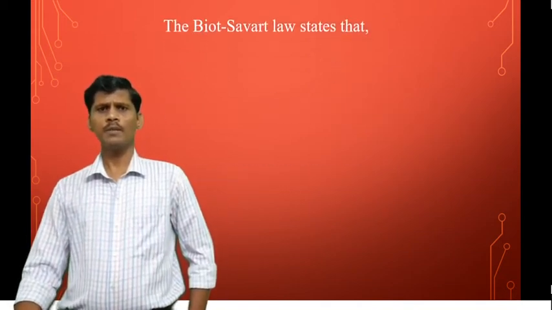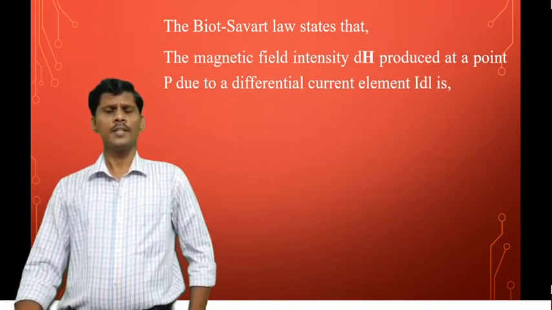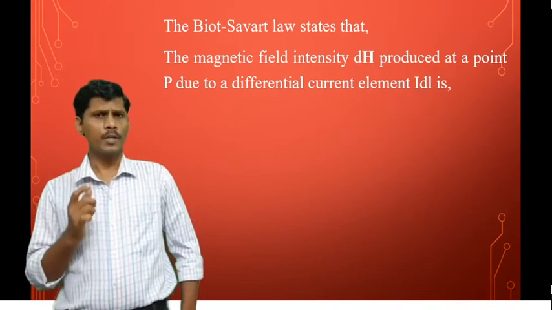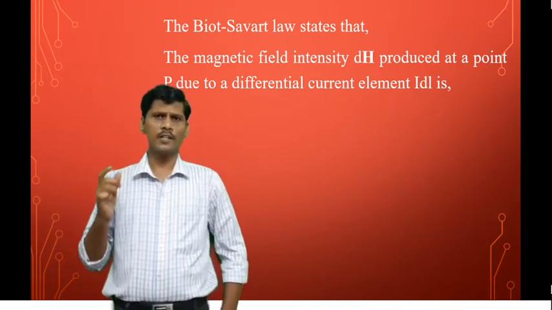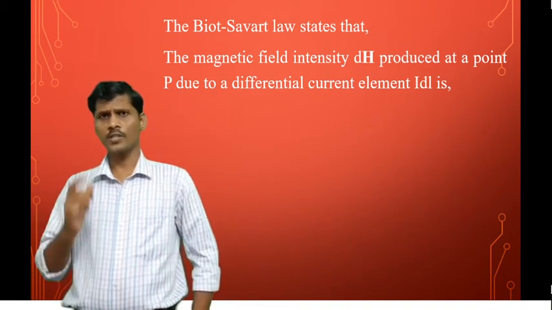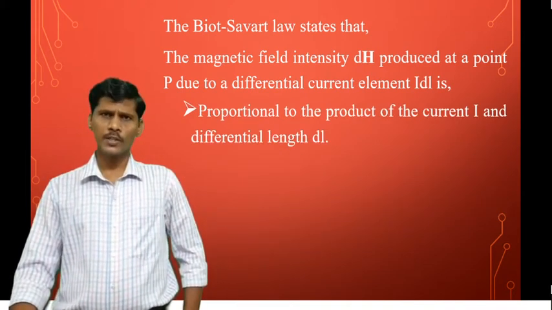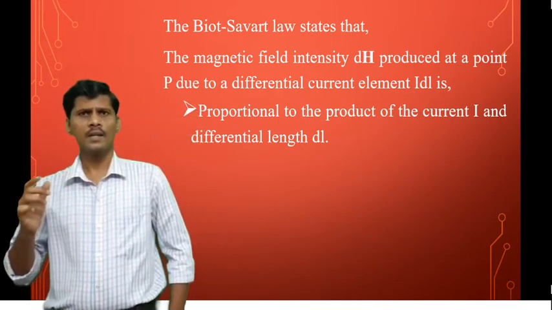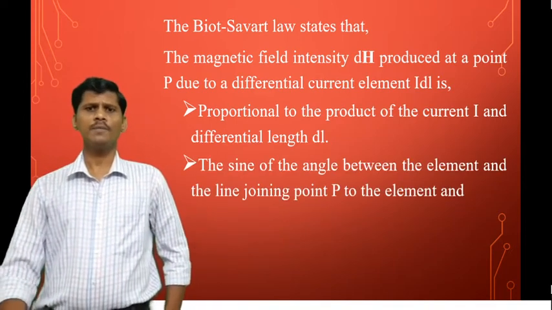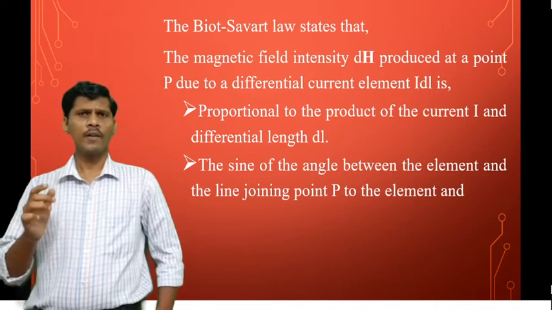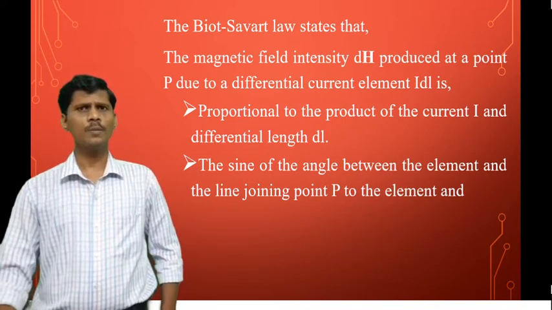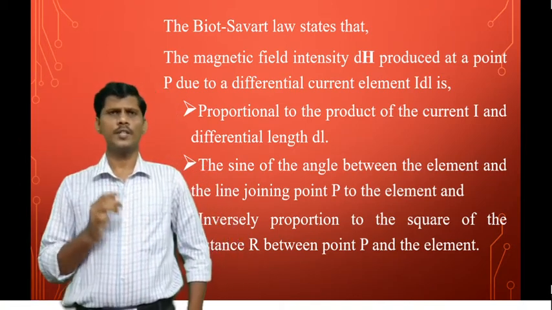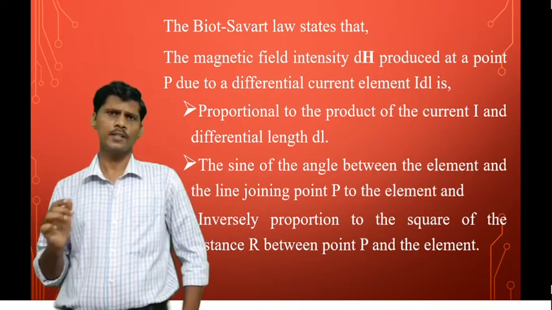Now the statement of the Biot-Savart law. The Biot-Savart law states that the differential magnetic field intensity dH bar at a point P due to the differential current element I dl bar is proportional to the product of the current and differential length and the sine of the angle between the element and the line joining point P, and inversely proportional to the square of the distance between point P and the element.